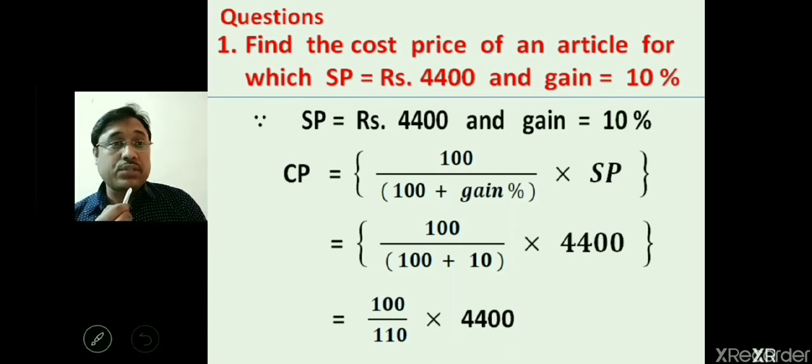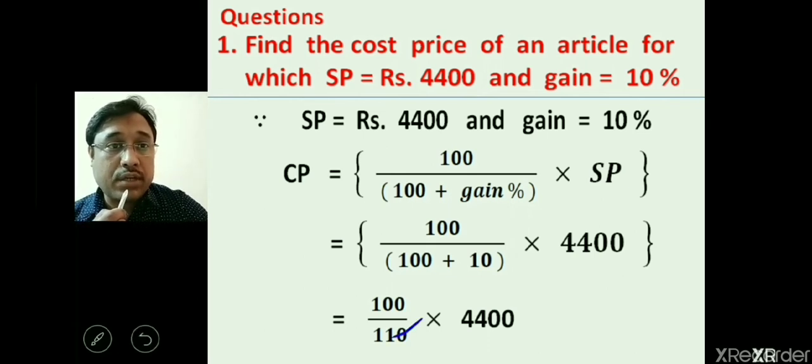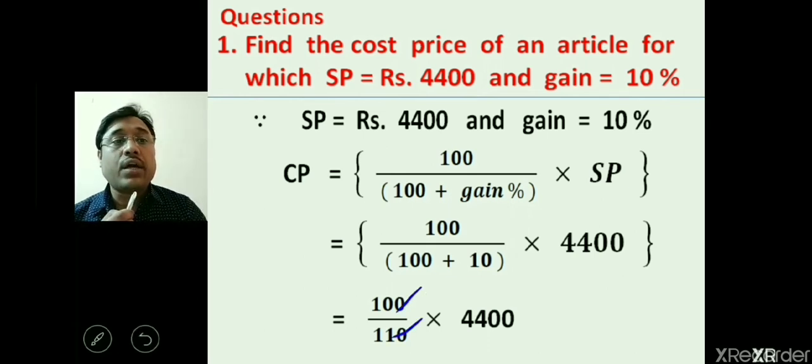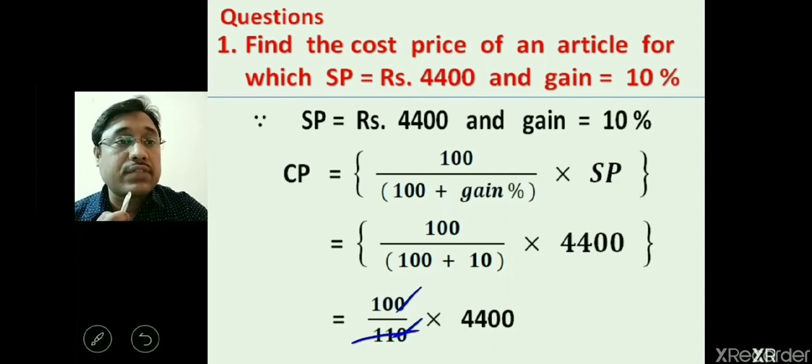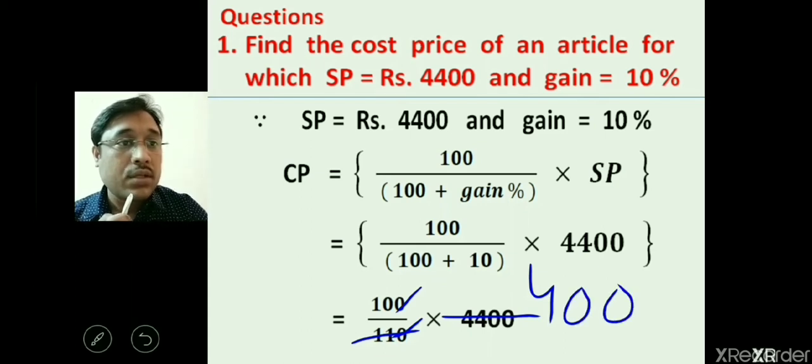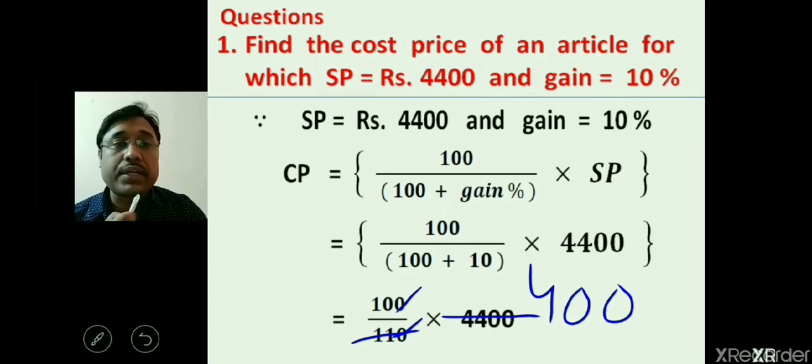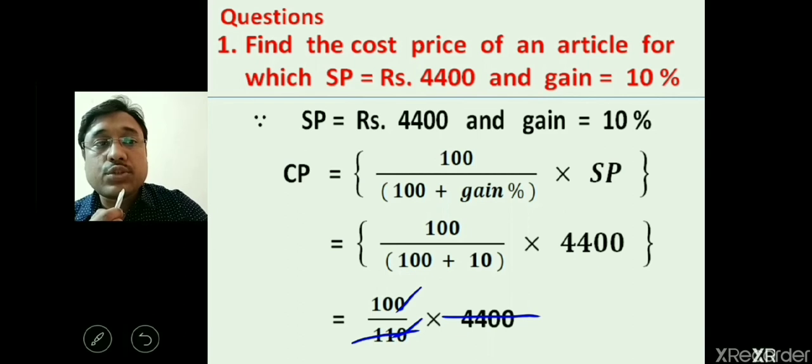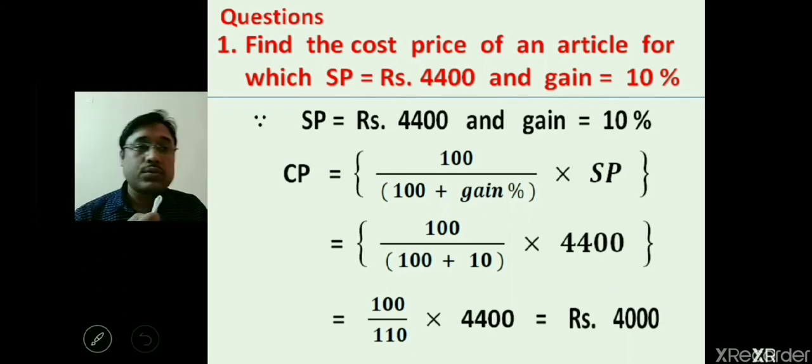So this you will solve. You can see that a 0 from here and from here you will cut. Now this 11 will cut this 4,400. 11 into 4 times is 44, and then 2 zeros are remaining. So 10 into 400 means you will get 4,000. So that means the cost price is 4,000. This you will get.